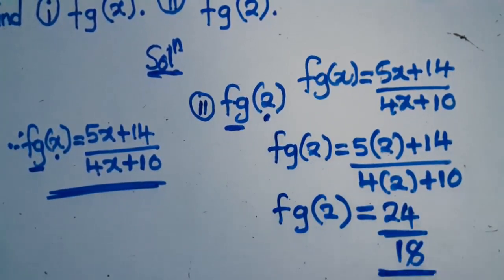If you want, you can leave it here. If you want, you can divide. You know, there's a number that can go into 24 and 18. You can further evaluate. But if you leave it here, there is no problem. This is the answer. Hope you've seen the way I've answered this. And this is how you are supposed to answer it.